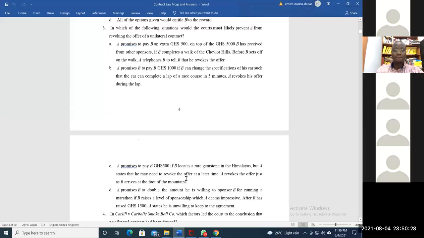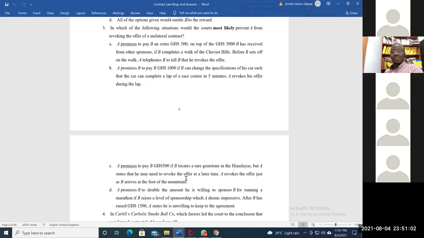Yes, sir. All right. It says A promises B to pay B 1,000 Ghana cedis if B can change the specifications of his car such that the car can complete a lap of a race course within 5 minutes. So performance is required in two parts. That A, he makes certain specifications to the car, and B, that those specifications will enable the car to complete at least a lap. So even if he has done some specifications, he hasn't totally or fully performed the obligation.